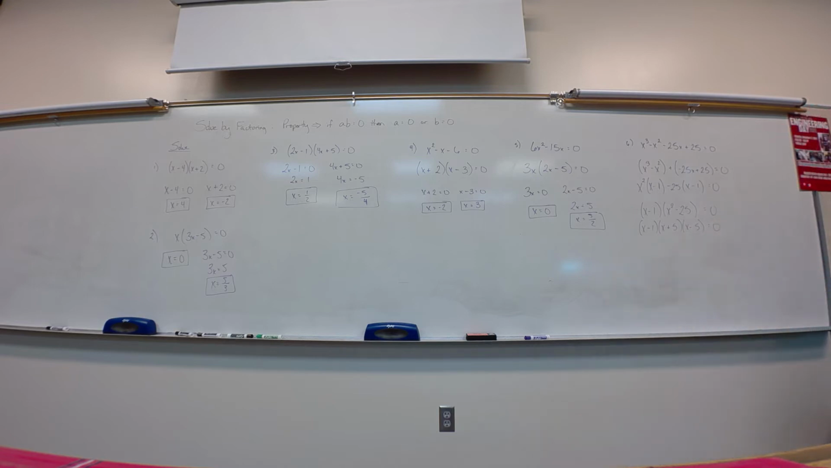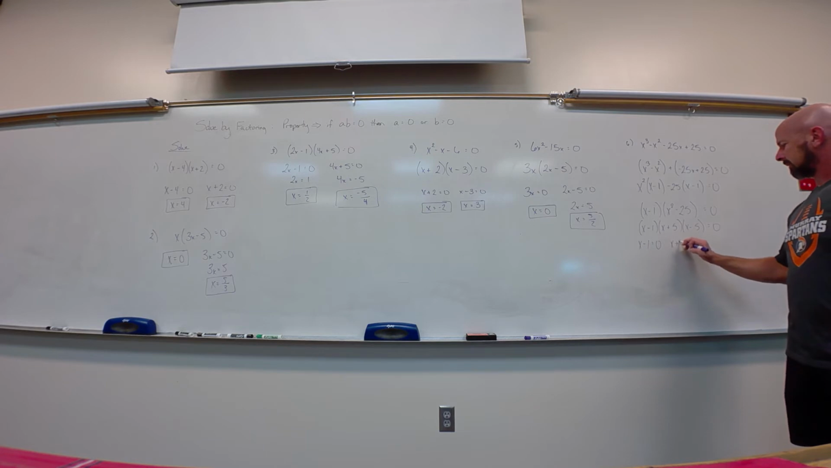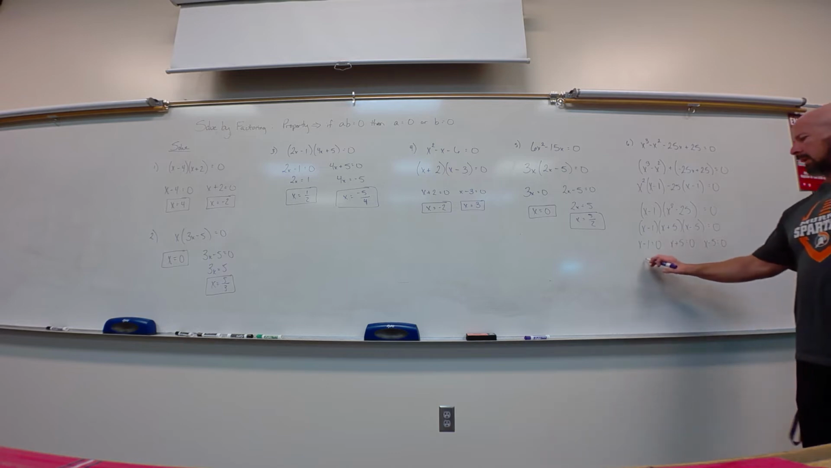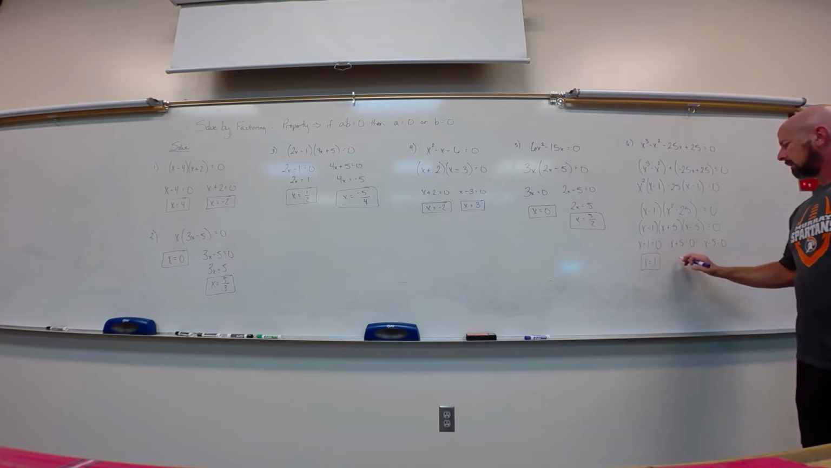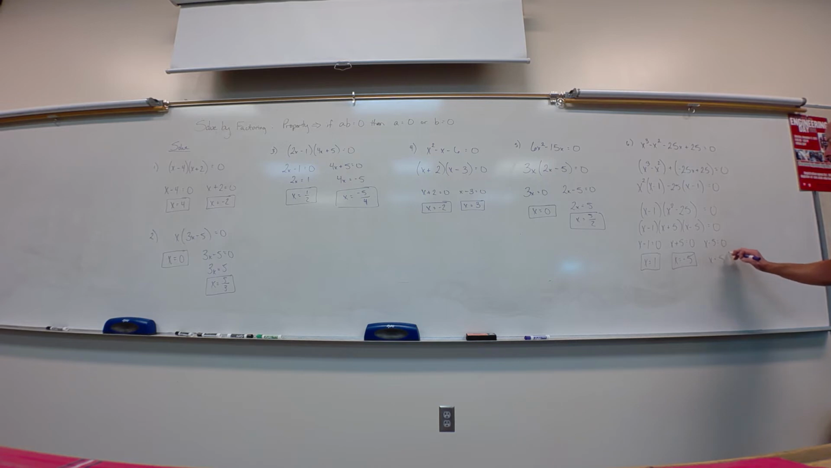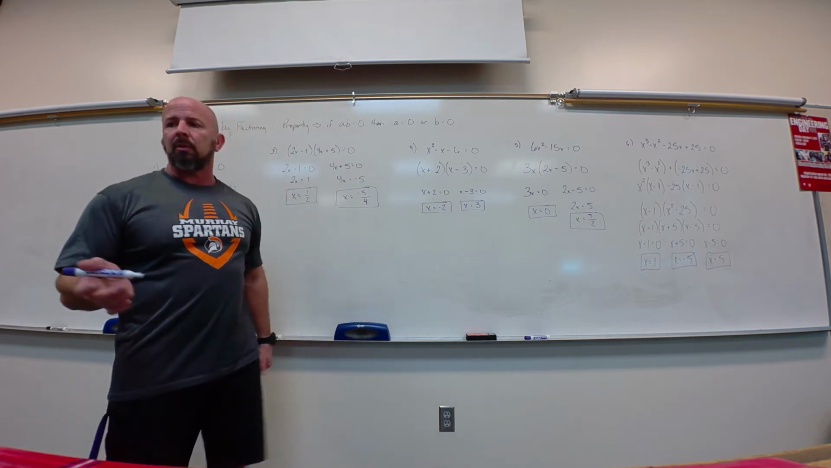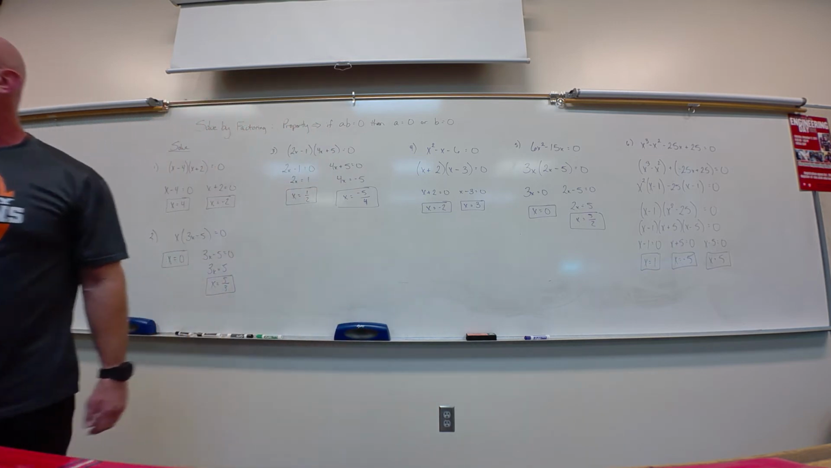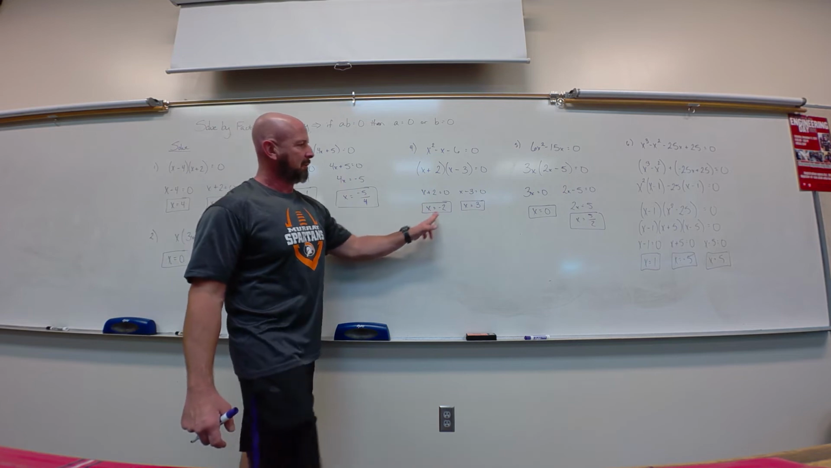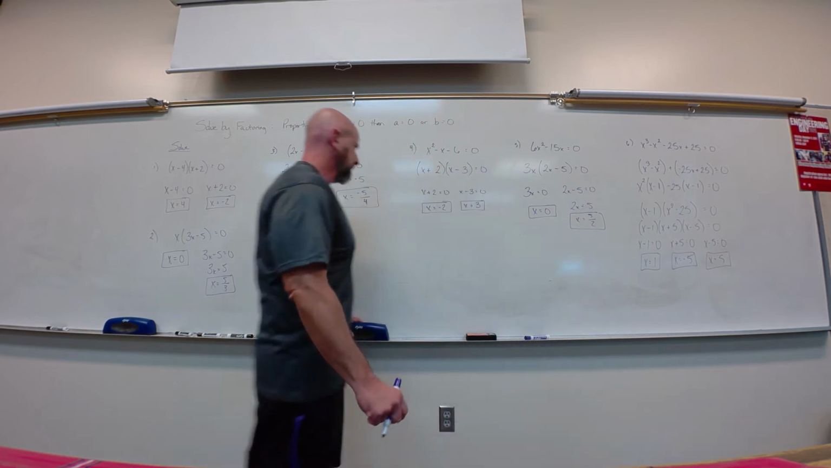If I set each piece equal to 0, x minus 1 is 0, x plus 5 is 0, x minus 5 is 0. So I'd have x equals 1, x equals negative 5, x equals 5. 3 answers there. Now, one of the things that we'll talk about later on that kind of comes into play here, your highest power will always tell you how many answers there are. So if the highest power is 2, 2 answers. The highest power is 3, 3 answers. Okay.